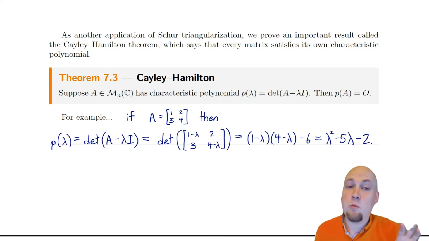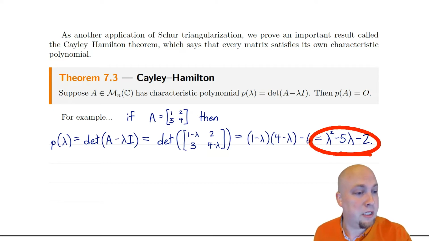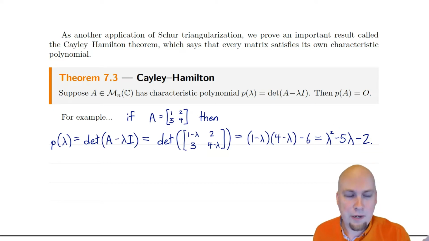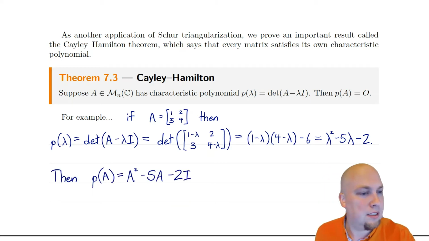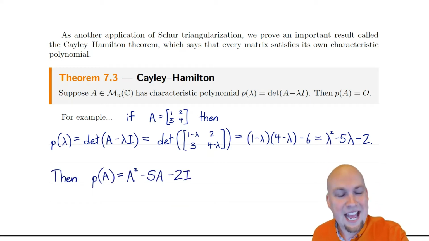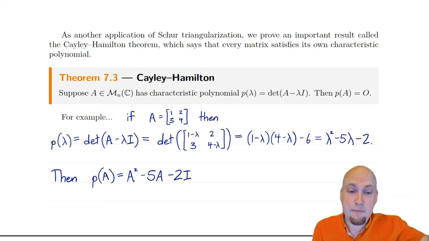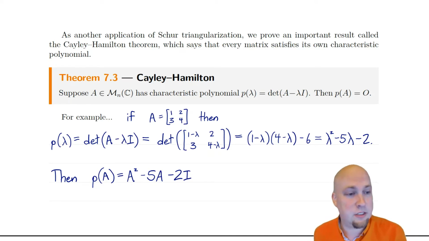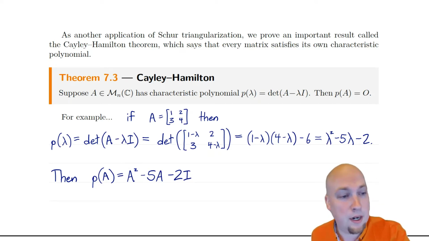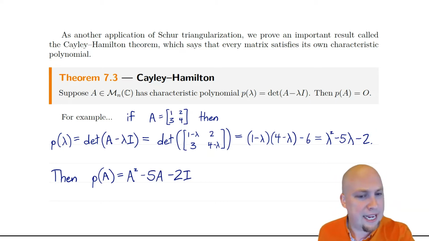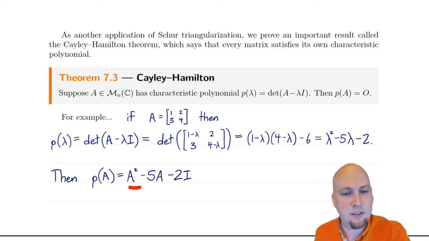Now what the Cayley-Hamilton theorem says is if I plug A into this polynomial, I'm going to get the zero matrix. What we mean by that is if we replace all of the lambdas by the matrix A and compute the corresponding power of that matrix A, then we're going to get the zero matrix. So lambda squared is going to become A squared, 5 lambda is going to become 5A. And then be a little bit careful here. You can't just subtract off 2, because you can't do matrix minus the number 2.